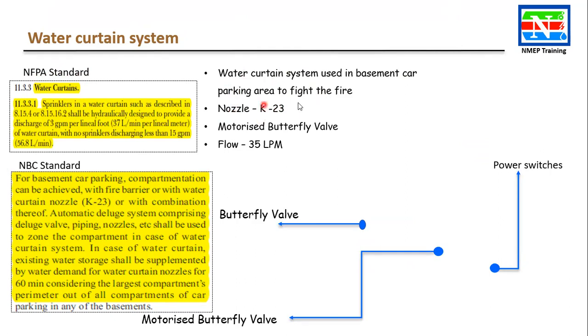Nozzle size is K23, and here we'll use a motorized butterfly valve. And flow is 35 to 37. Here you can see 37 is written, and basically we are taking 35. Flow is 35.